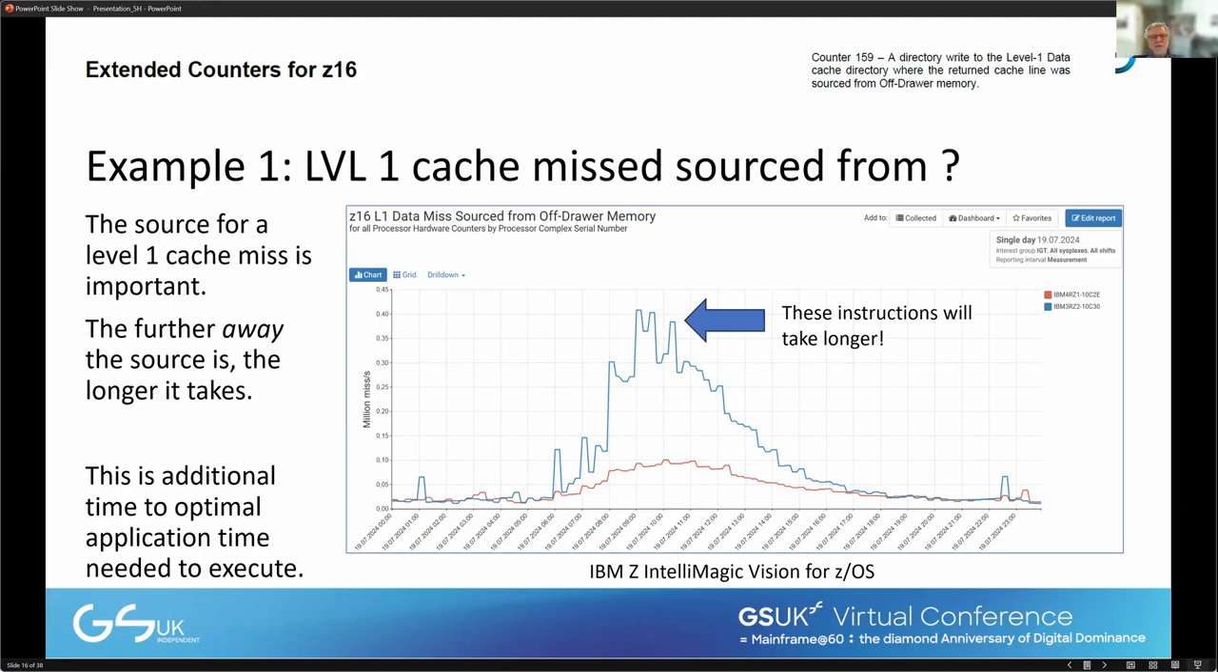So example 1, looking at extended counter 159. Level 1 cache missed and it's sourced from somewhere else. As I said previously, these instructions are going to take longer because the data needs to be sourced, in this case, from a location which is relatively far away. So the further away it is, the longer it takes. So this is what we want to look at and potentially see whether we can firstly observe it, which we can, and whether we can influence it.